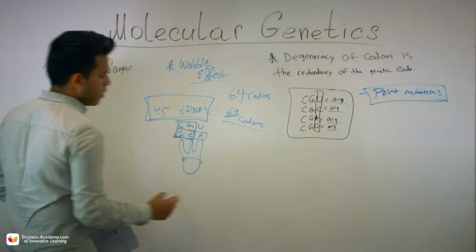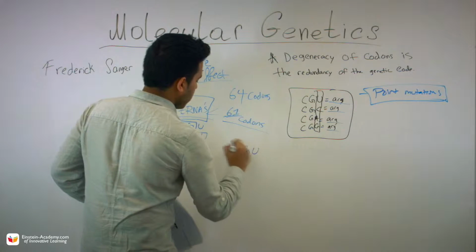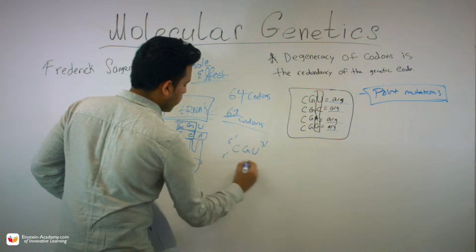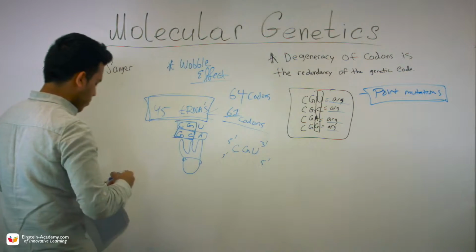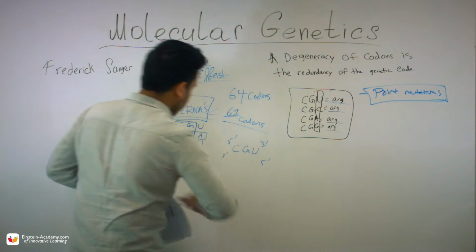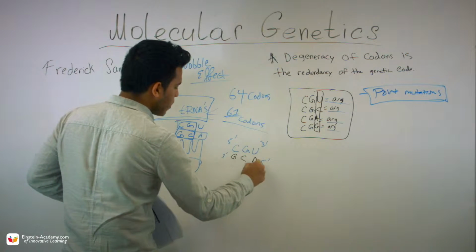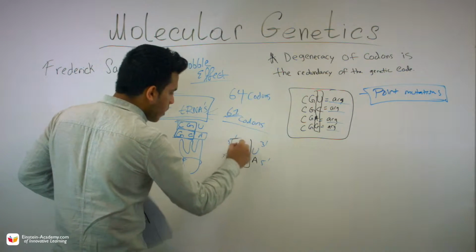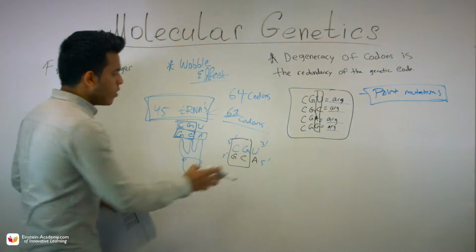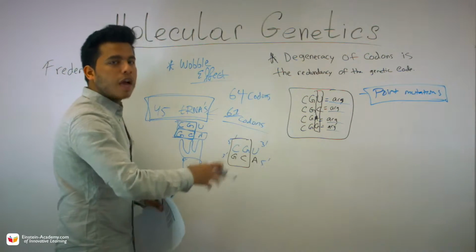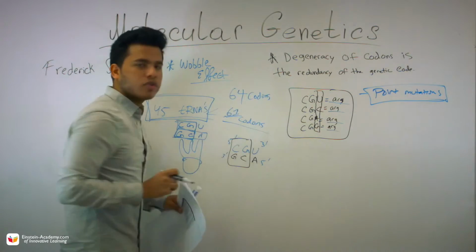So here's my codon, CGU. It's going from 5' to 3'. And this, of course, is going from 3' to 5', my anticodon. And here's my GCA. These two things must match up in order for the tRNA to recognize this arginine and say, okay, time to transfer you to the large subunit of the ribosome.